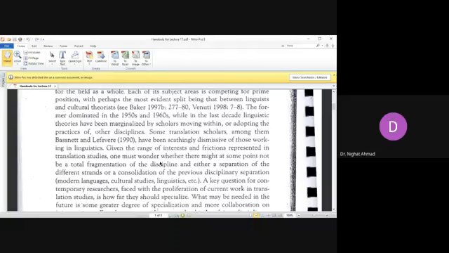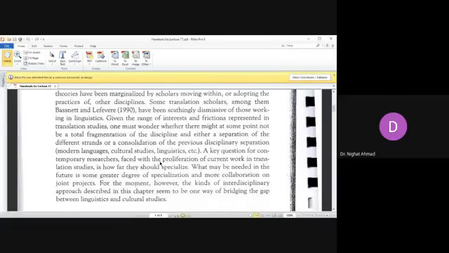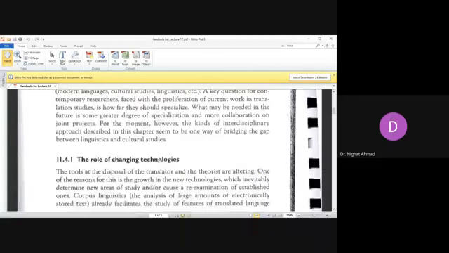A key question for contemporary researchers faced with the proliferation of current work in translation studies is how far they should specialize. What may be needed in future is some greater degree of specialization and more collaboration on joint projects. For the moment, however, the kind of interdisciplinary approach described in this chapter seems to be one of bridging the gap. Okay, now let's move on to the actual topic.